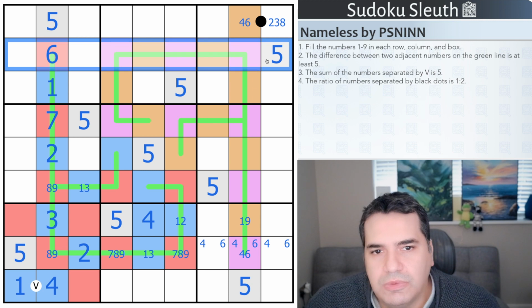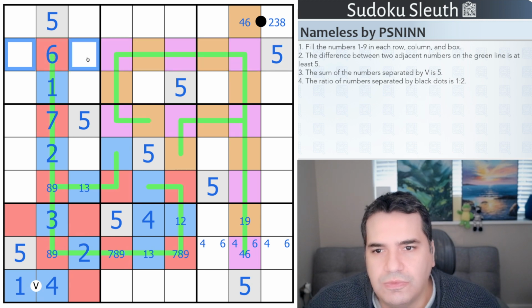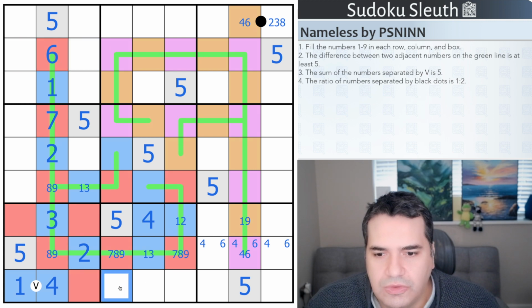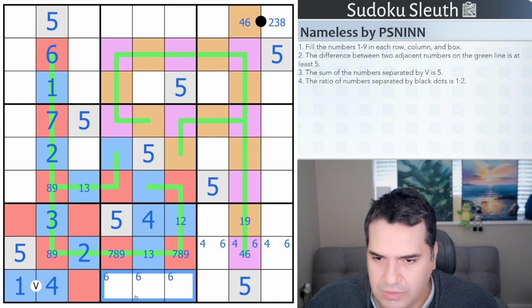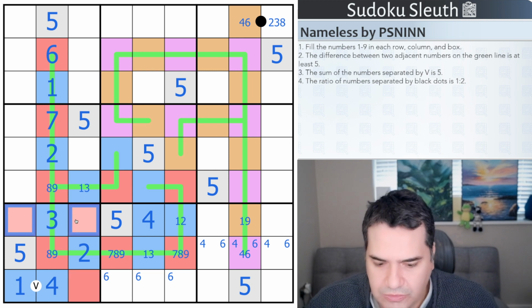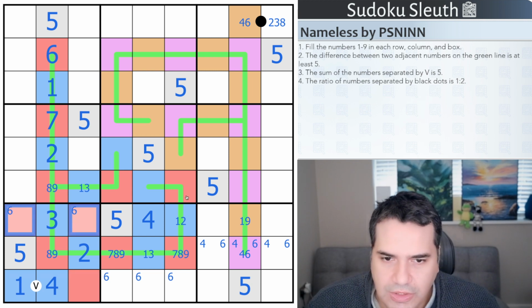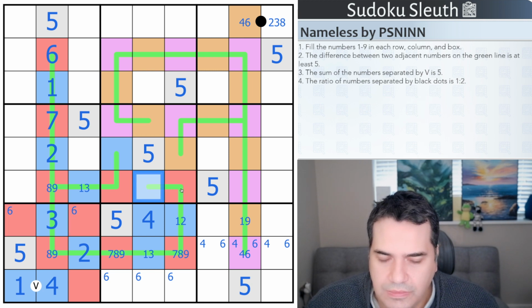Maybe let's think about where can 4 go in here. The problem is 4 is still available. I can place it anywhere. 6 is down here. That's not a 6. That's a 6. Doesn't exactly help. 4 is not here. 4 is not there. So one of these two cells is 4.